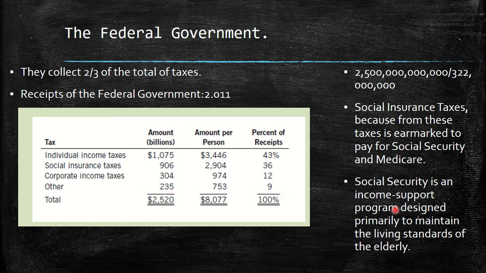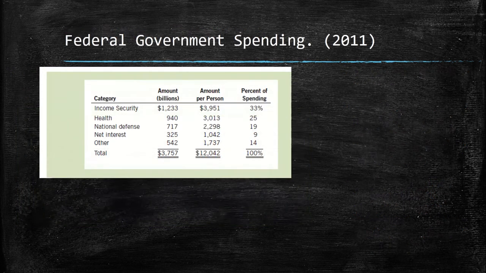individual income taxes, social insurance taxes, corporate income taxes. Social Security is an income support program designed primarily to maintain the living standards of the elderly. So Social Security is distributed in large part to elderly people. When you redistribute money to them, this automatically provides them a better standard of living, higher income, and then they won't be part of those under the poverty line.